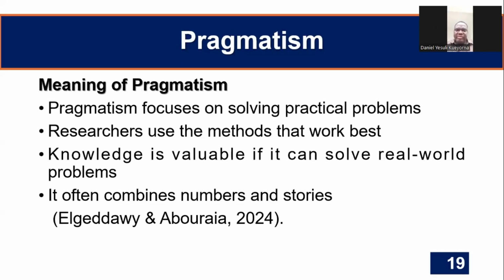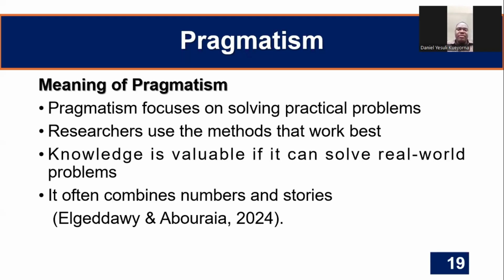I'll be taking pragmatism. And as we all know, pragmatists devise theories. As for them, they are just results oriented. So let's look at the meaning of pragmatism here. Pragmatism focuses on solving practical problems. So a practical way of resolving phenomena and situations is what they are all about. So researchers use the method that works best. So they choose the method that suits their context.